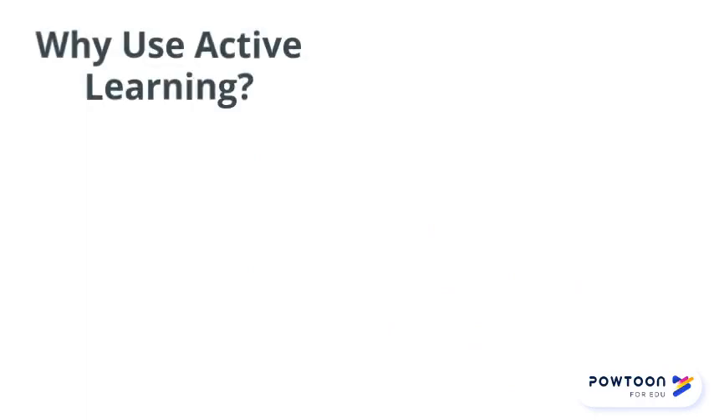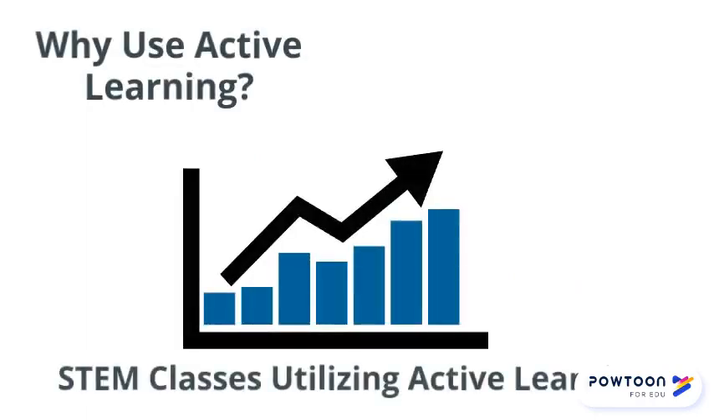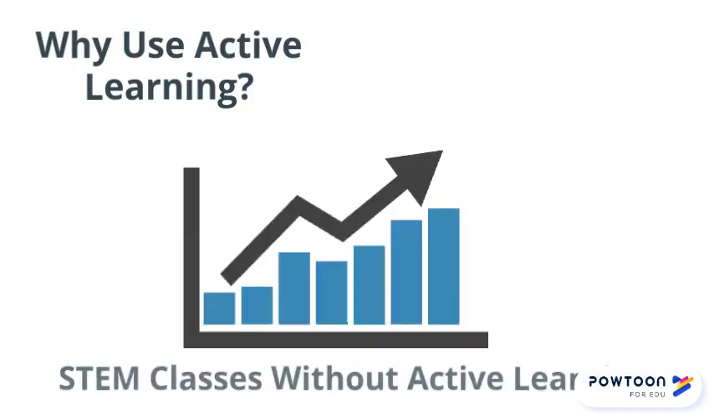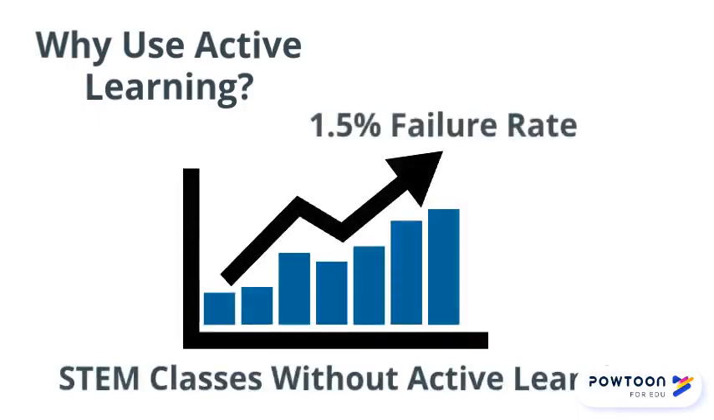Why should you use active learning? Well, according to the paper cited above, which was a meta-analysis of 225 studies comparing student outcomes between active learning and lecture courses in STEM classes, the active learning classes saw a 6% increase in exam scores when compared to their non-active learning counterparts. In courses without active learning, students were 1.5 times more likely to fail the class.